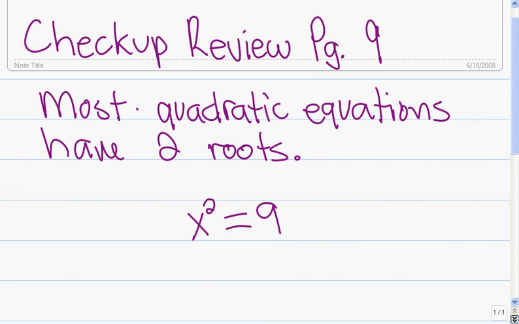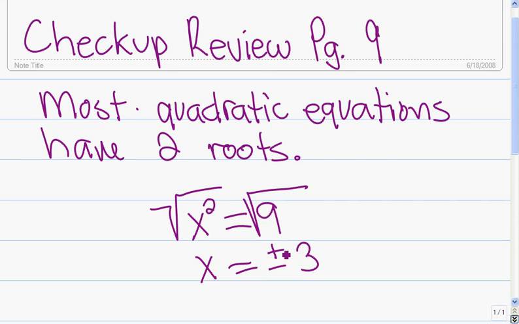And the last thing you need to know is that most quadratic equations have two roots, okay? So when I find x, I'm going to use the radical function to find x. I'm going to square root both sides. So the square root of x squared is x, and the square root of 9 is plus or minus 3, okay? It has two roots, a positive 3 and a negative 3. That's what this is saying. Most quadratic equations have two roots, a positive 3 and a negative 3.